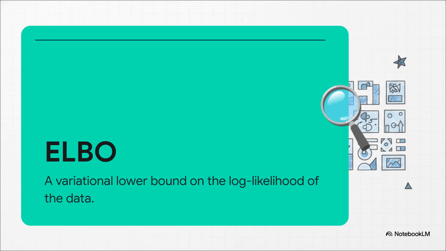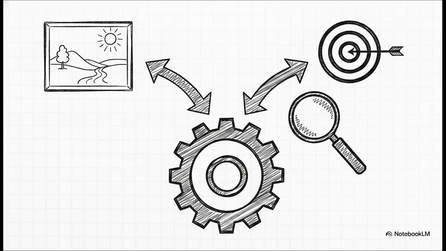And the most beautiful part of this, the ELBO is incredibly mathematically cooperative. It actually allows for the joint optimization of all parameters in both the encoder and the decoder, all using standard stochastic gradient descent. You can really just think of the ELBO as this brilliant 2-for-1 deal for the neural network.